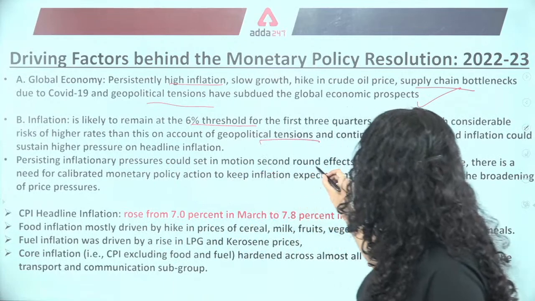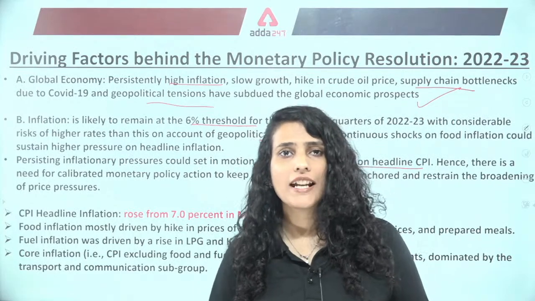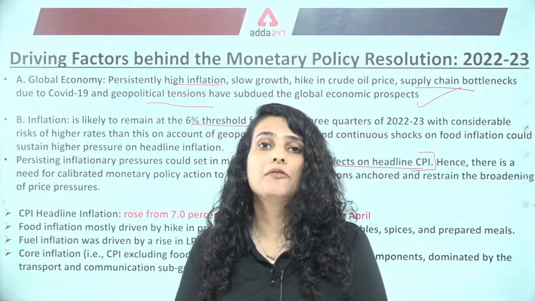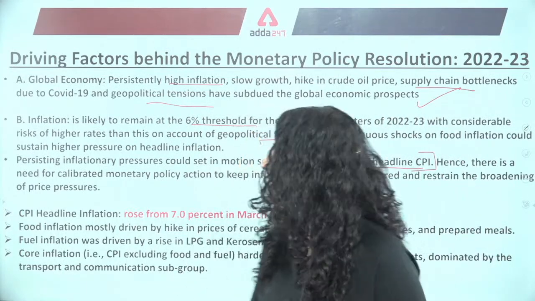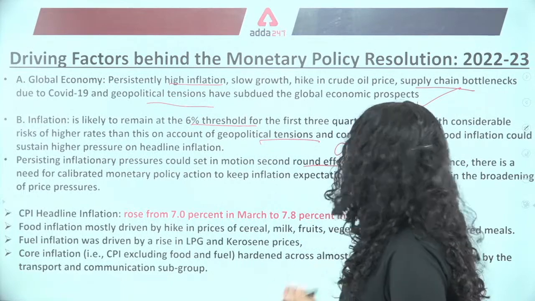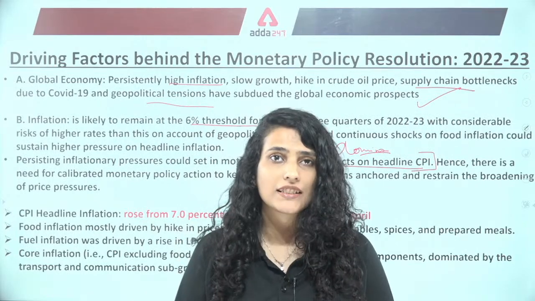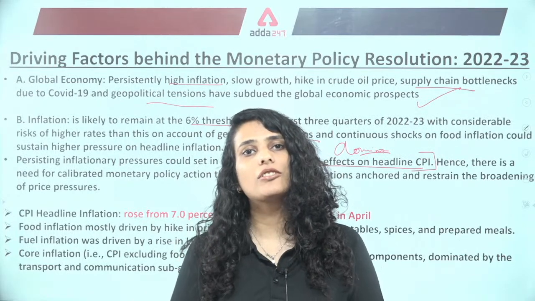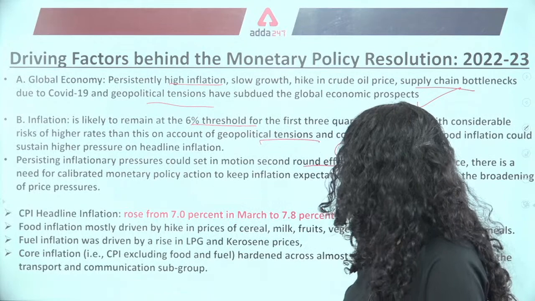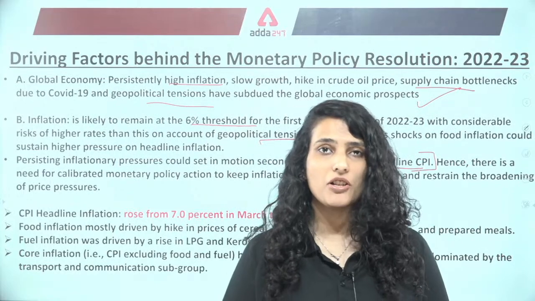Persistently high pressure could set in motion a second round effect on headline inflation CPI. So second round effect on headline inflation, this is a line directly written in the monetary policy document itself, which you will find on the RBI bulletin website. It basically means the domino effect. Basically what it implies is that even if the present situation improves, there is an inflation, so it can lead to further inflation for the next few quarters or for the whole financial year. Okay, so what is the basic aim of monetary policy, what is the resolution of monetary policy?